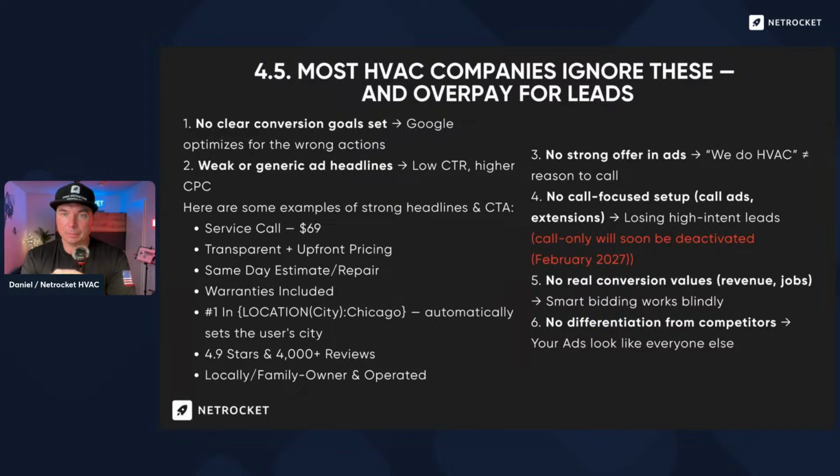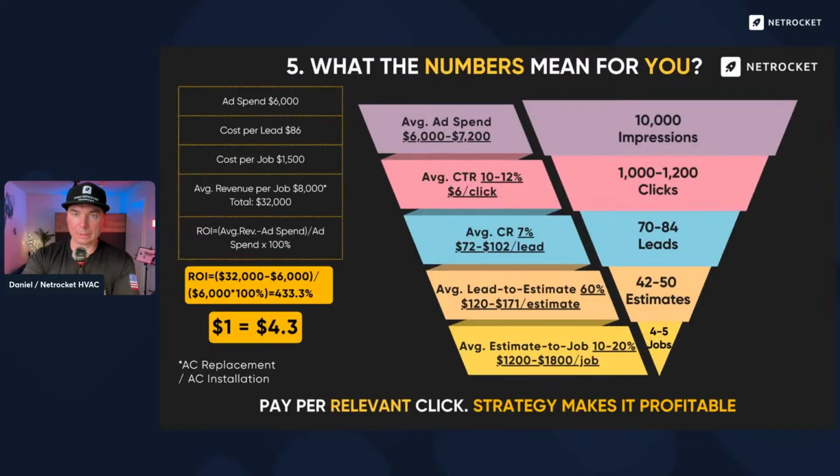And then the real conversion values, revenue and jobs. This is the information which we can actually pass back to Google in order to make it understand what kind of revenue we are generating from which kind of leads. And this is how they then give us more of the same quality of leads. And in general, a lot of the time there is no difference from the competitors. So all the ads are plus minus the same. And again, the CTR is lower in this case.